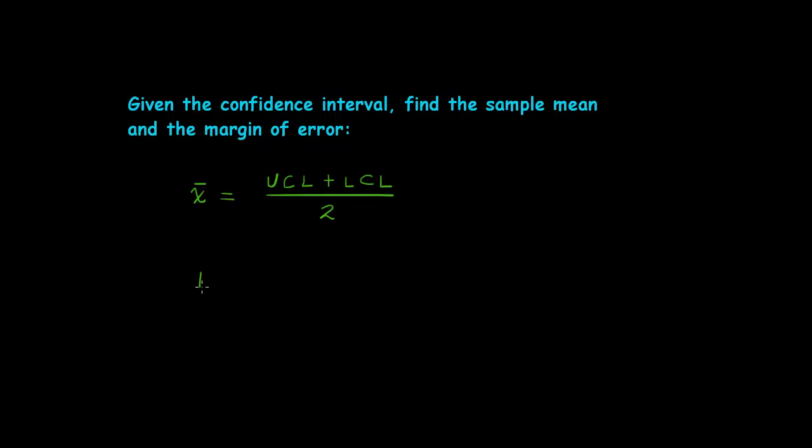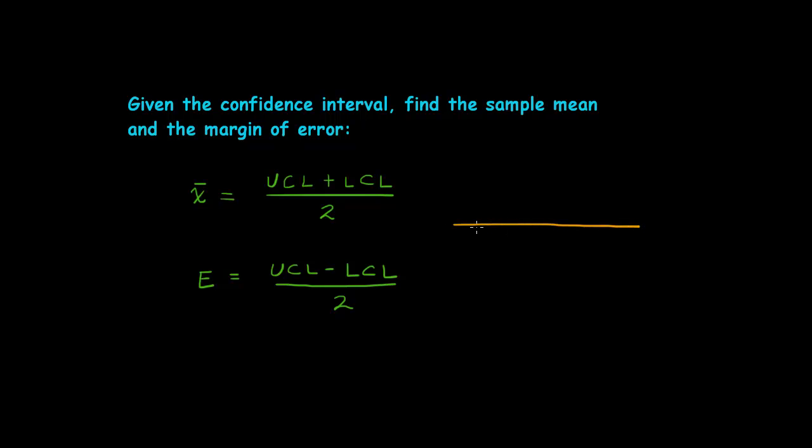Now, the margin of error, well, think about it. We do plus E and minus E, so if we take the difference between the upper confidence limit and the lower confidence limit, we get the entire length. But that's two E's. That's plus an E and minus an E, so we would divide by 2 to get one of those. So let me just maybe show that a little bit better here.